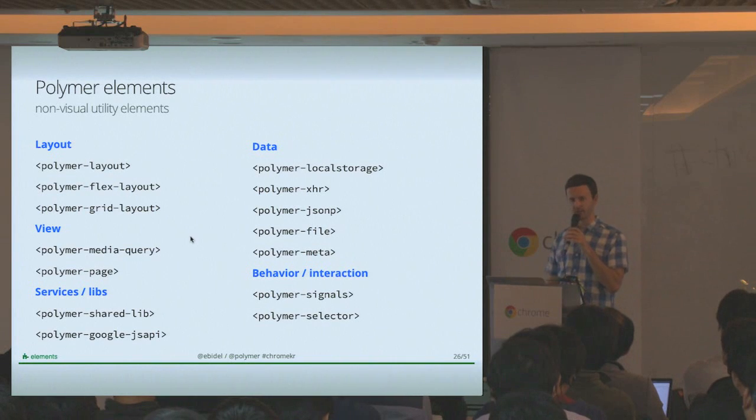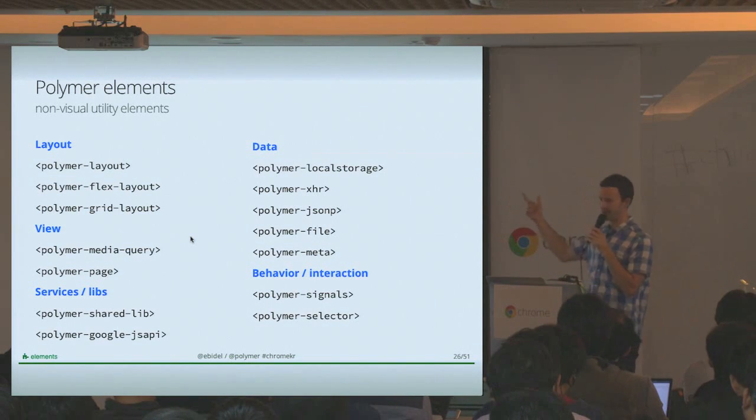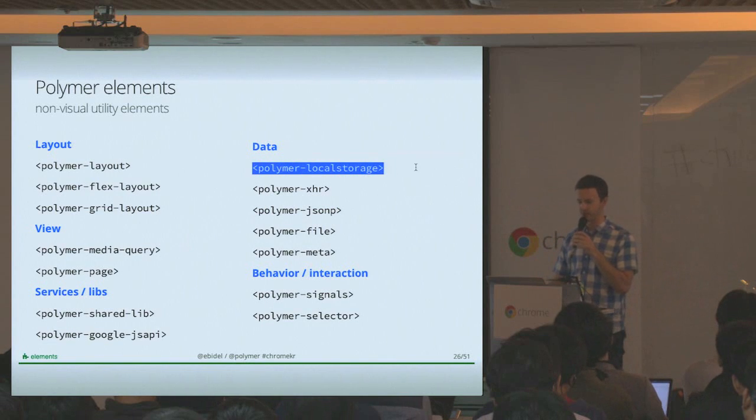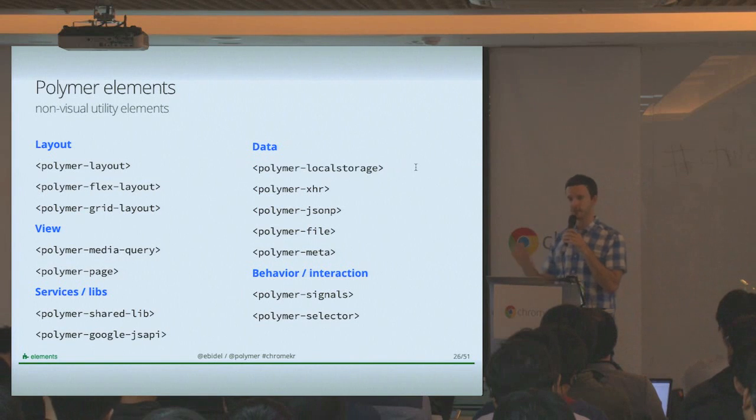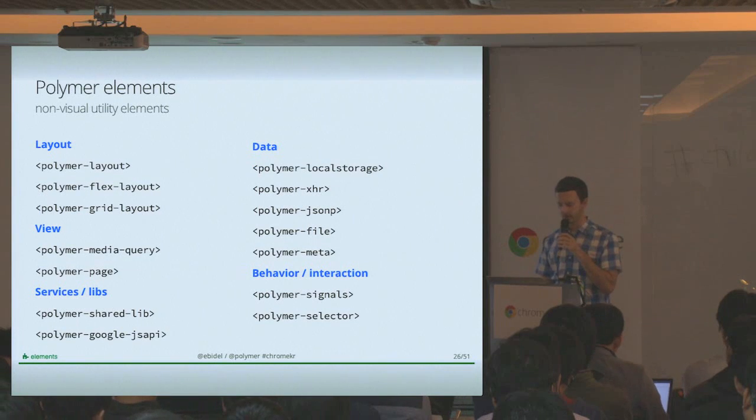Conceptually, it's a little bit weird that you're including some markup on your page like Polymer local storage. It doesn't render anything, right? It's sort of this utility element that just exists on the page. But once you sort of see the examples later on, I think it'll really start to make sense.